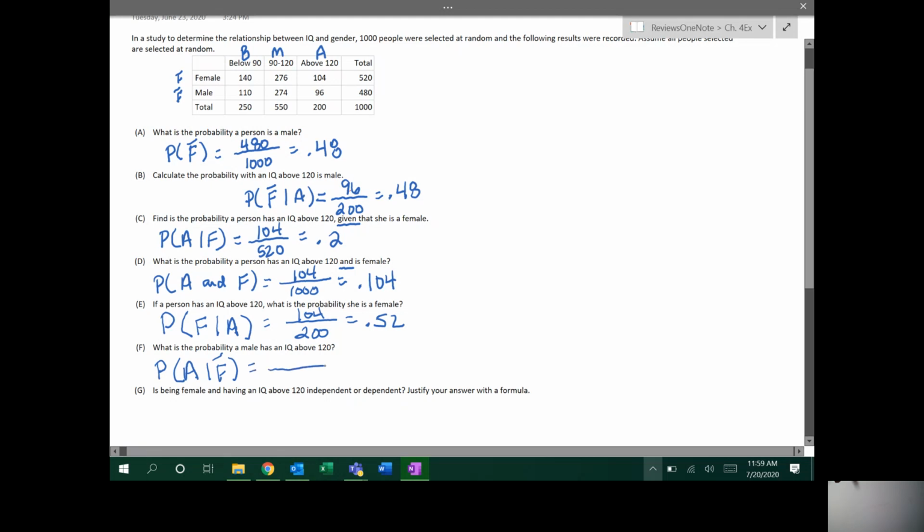So in the F complement row, there are 480 people, and of those 480, 96 have an IQ above 120, or 0.2.